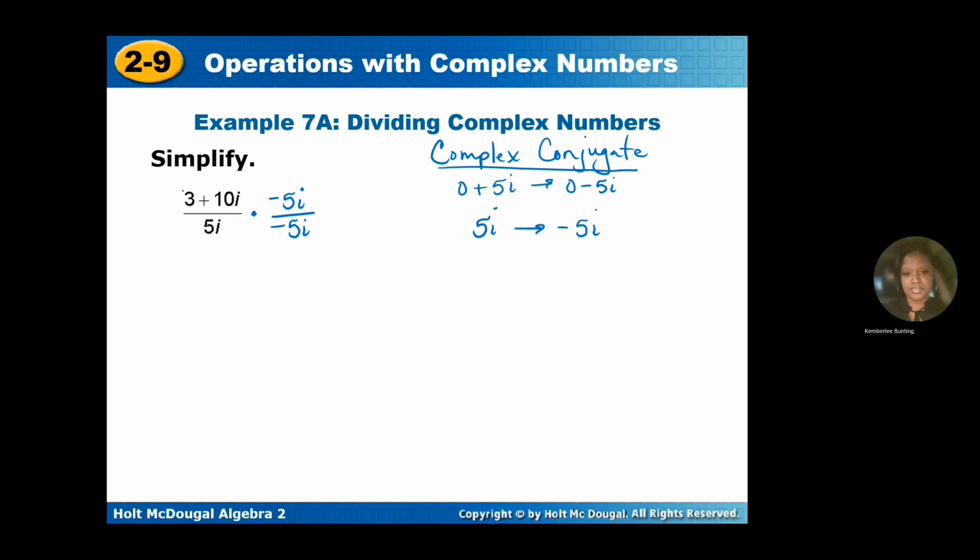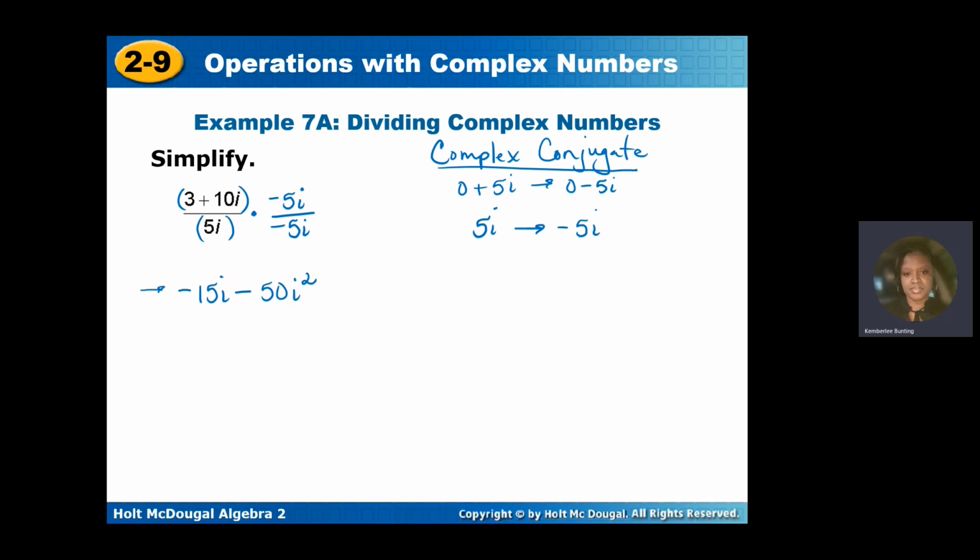All right, so let's multiply. The numerator is going to be multiplied by negative 5i, and the denominator is going to be multiplied by negative 5i. Well, this is just simple distribution. So 3 times negative 5i, or negative 5i times 3, is going to give negative 15i. And then negative 5i times 10i is going to give me negative 50i squared. We did that yesterday. We're just multiplying complex numbers, that's all.